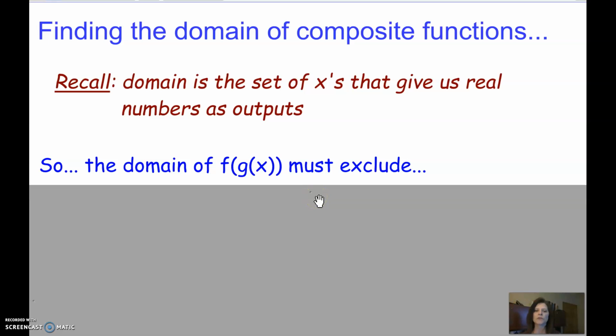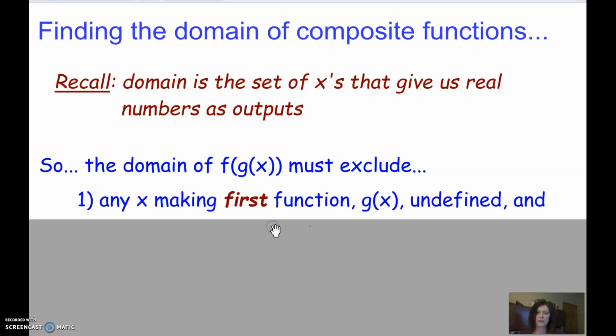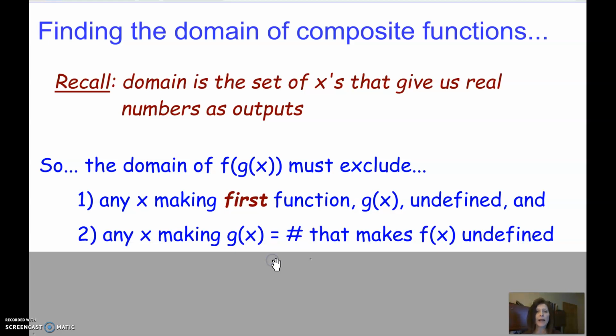So I'm going to first take my x and put it into g. So the first step in finding the domain of the composite is what works in g? What works in that first function? Are there any exclusions based on g of x? Okay, if we get through g of x, then we're going to take that answer and we're going to put it into f. So one way of stating the second step is any x that makes g of x a number that makes f of x undefined.